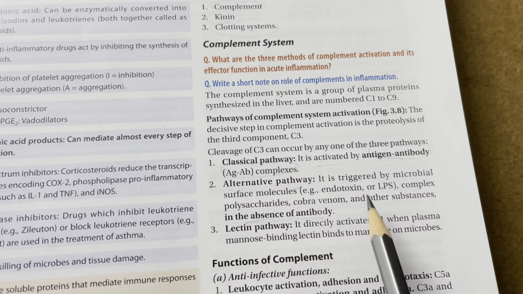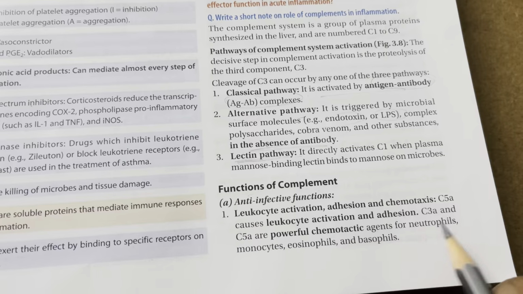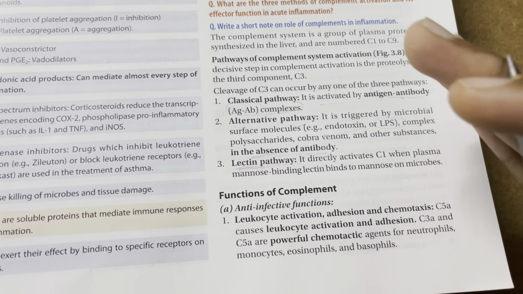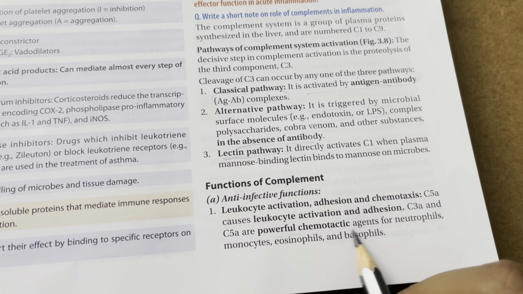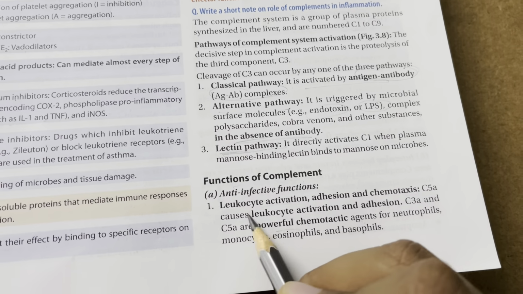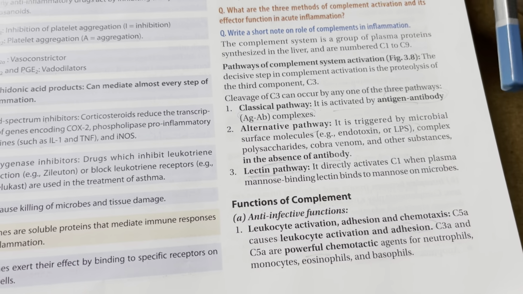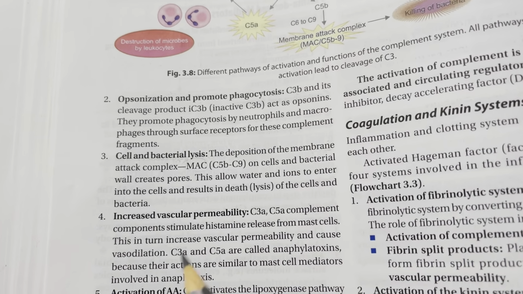Next, the functions of complement. First, C5a causes chemotaxis. It is a powerful chemotactic agent and also causes leukocyte activation and adhesion. C3a also helps in leukocyte activation. Next, opsonization. C3b acts as an opsonin, promoting phagocytosis by neutrophils and macrophages. Next, cell and bacterial lysis. C5b to C9 forms the membrane attack complex, which causes cell lysis. It allows water and ions to enter the cells and results in death.